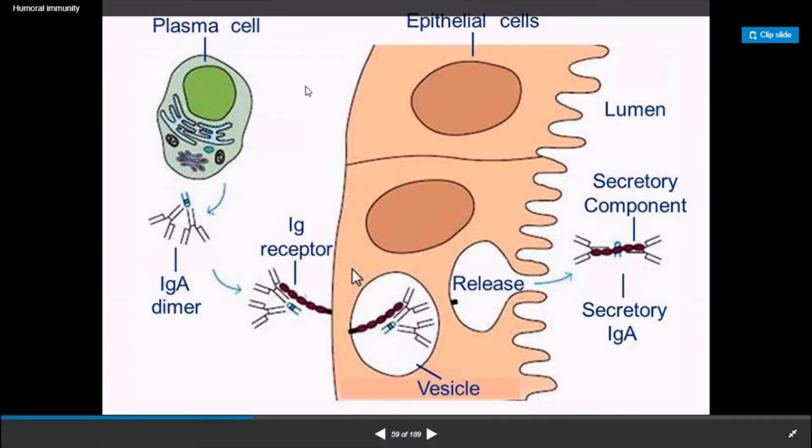Here we can see with the diagram, this is the plasma cells, and there is the synthesis of the IgA. These IgA are then dimerized, and they react to the IgA receptors, and from there they are engulfed, transported through the vesicles and then released out in the lumen, where they interact with all the antigens.